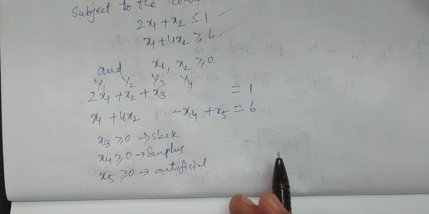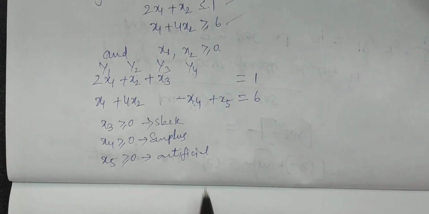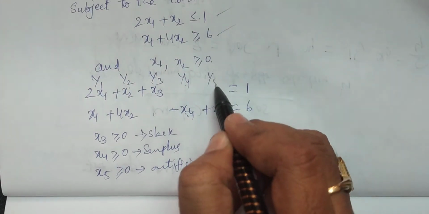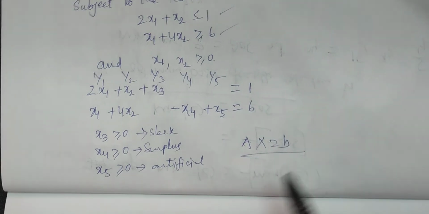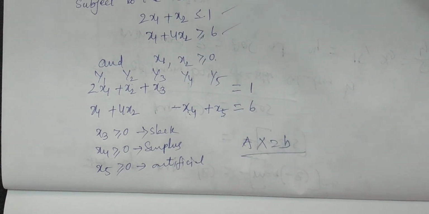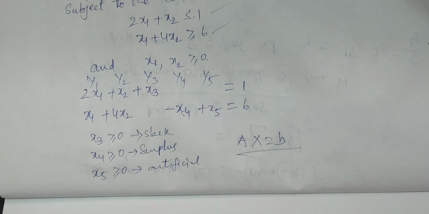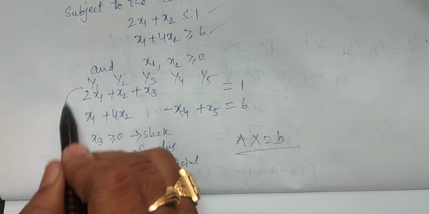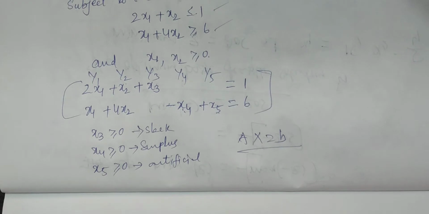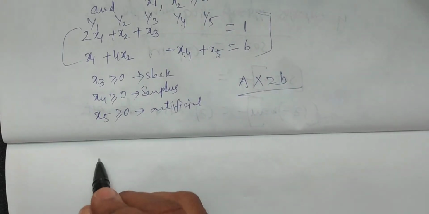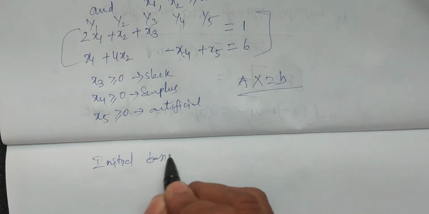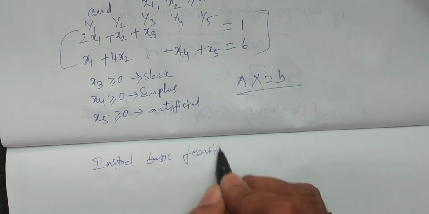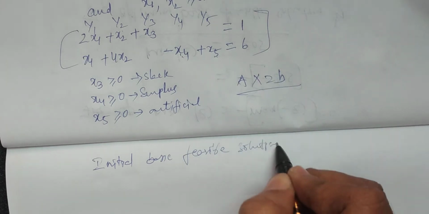Now what we have to do is calculate the initial basic feasible solution, for which we write in matrix form, this is y5. Write in matrix form, that is Ax equals b. I observe all the vectors in the matrix form from these equations and obtain all the values. So right, what is the initial basic feasible solution? This is the initial basic feasible solution.